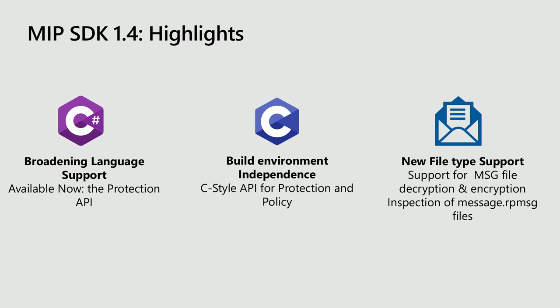Now that doesn't include MIME-compliant messages, so if you have a need for MIME-compliant, like EML-type decryption, come talk to me afterwards, and I'd love to hear more about your use case. The other one is inspection of message.rpmsg files. So that's the actual encrypted part of an encrypted email. We allow you to inspect that and look at the plain text contents. We don't write it out to a file because it's not really useful to write that to a file.